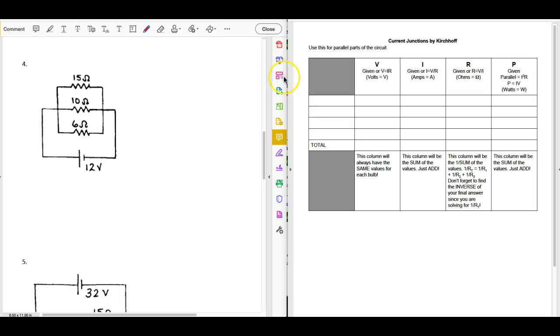Hey, this is Horner, and this is the electricity worksheet, and we're going to look at problem number 4. You'll notice that this is a parallel circuit, and with parallel circuits, we're going to use something called the junction rule.